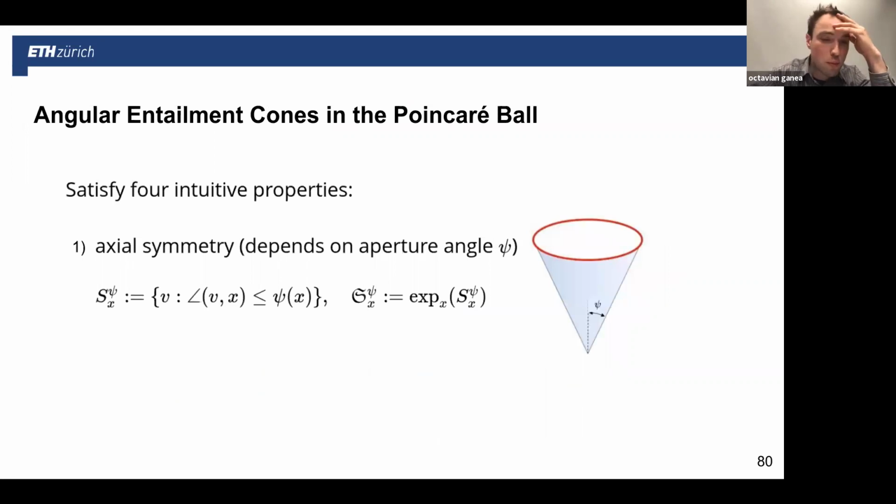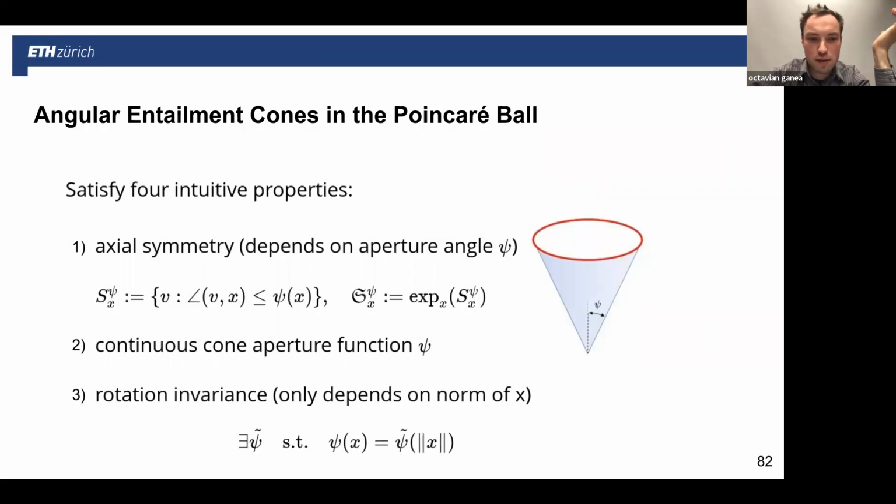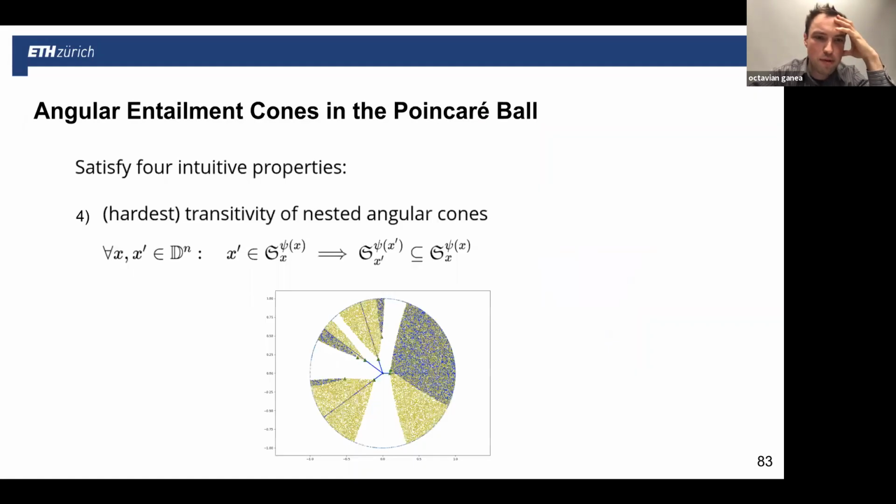So we require 4 properties that are needed, and I'm not going to cover them all. They're basically simple properties. Maybe just the last one, that's needed for defining a partial order in the embedding space, which is called transitivity. So what we want essentially is, if X prime is a subconcept of X, then every subconcept of X prime is still a subconcept of X.